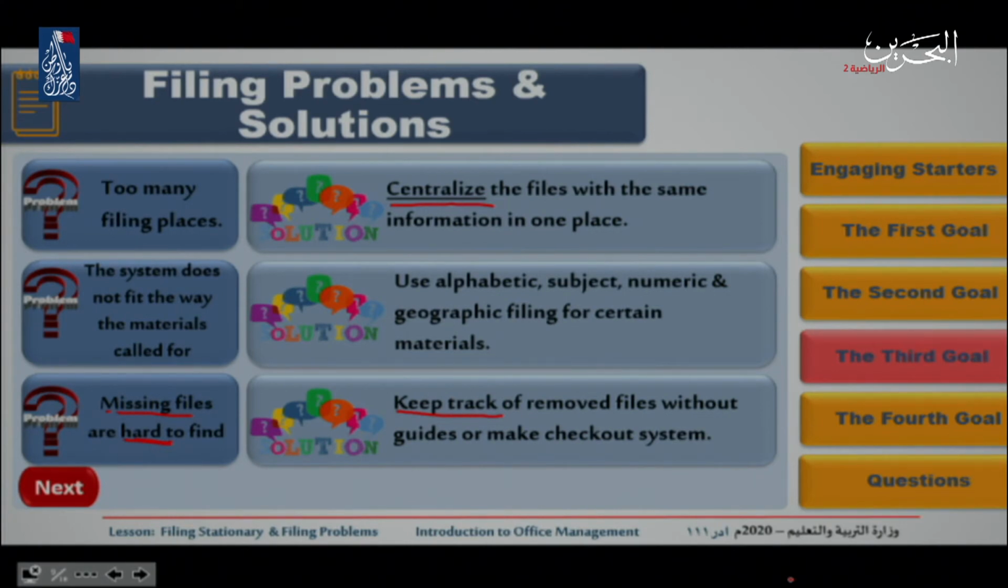Let's say, for example, since you are the person in charge of the filing department, any employee comes to you to take a file. You must keep track of which file he takes, from which department, his name, and at what date, and you give him a minimum time to return it, let's say after 2 days or 1 day. So you keep track of all the files that have moved from your place.